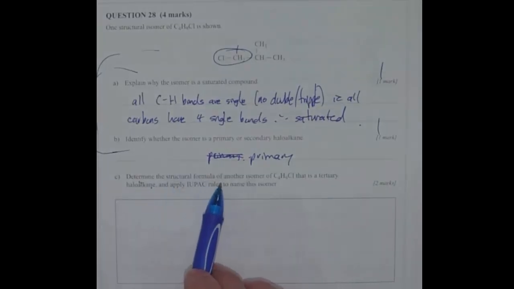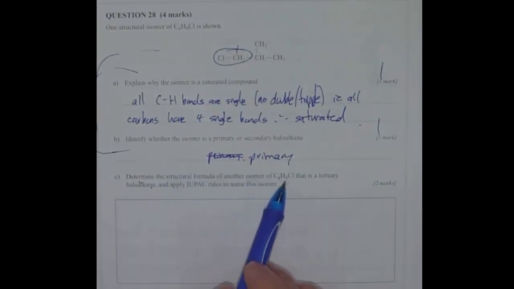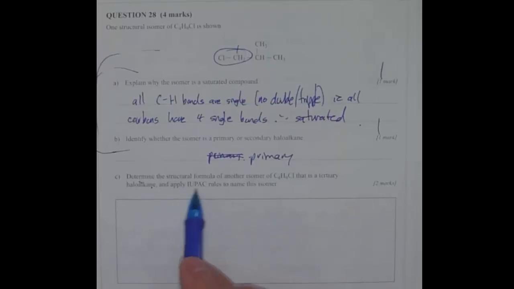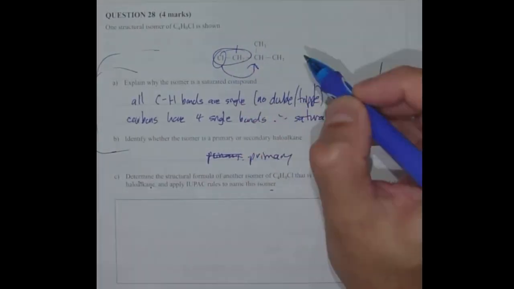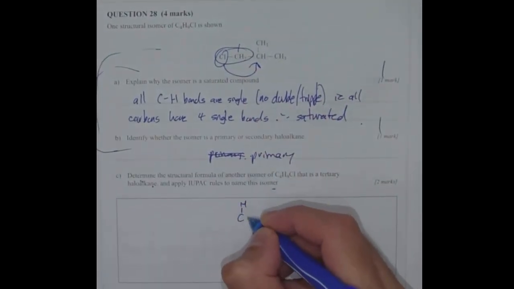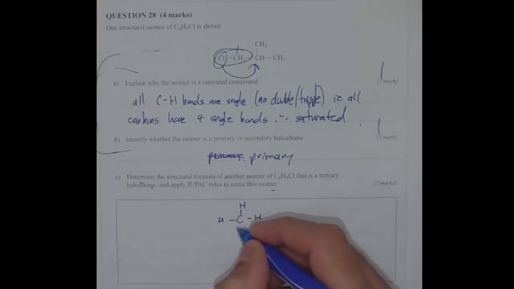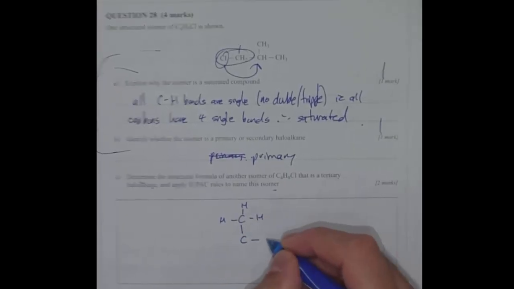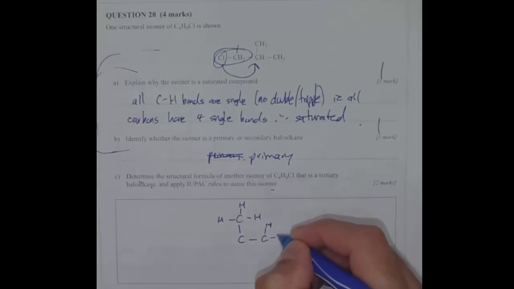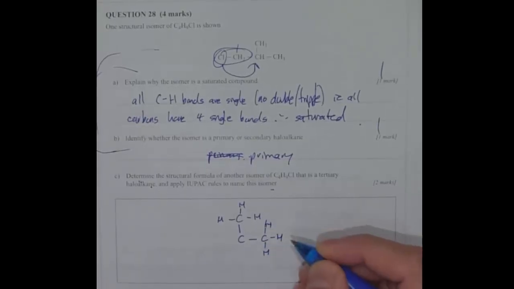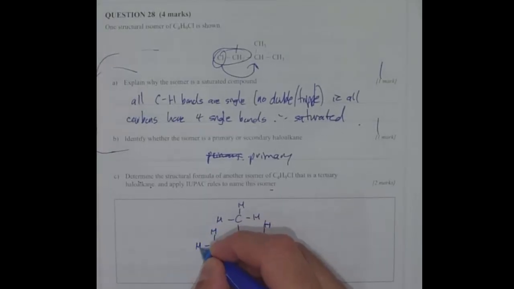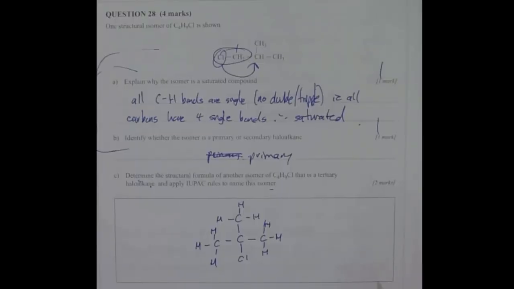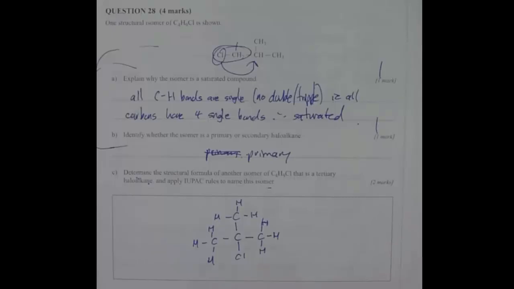Determine the structural formula of another isomer of this that is tertiary. Apply IUPAC rules to name it. So obviously you're just going to put it here. That's what they're going to be looking for. Draw all the bonds correctly out, unlike what they have done there. Cl. I'm assuming there's no other way to do that. Okay. And apply the IUPAC.